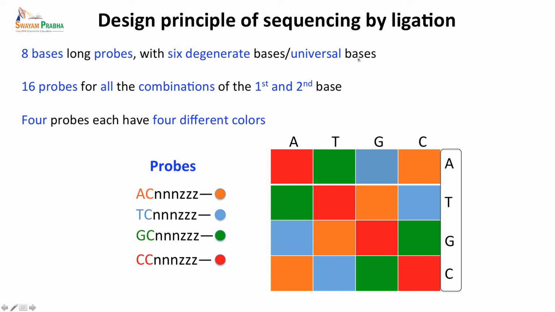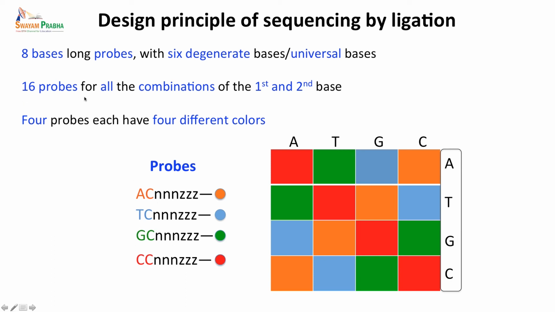Or the universal bases. Universal bases are not natural bases. These are artificial bases that can make complementary bonds with any of the 4 natural bases. So these probes are designed so that the first 2 nucleotides can be any of these 16 possible combinations. So AC, TC, GC, CC, or AG, TG, GG, CG, and so on. There are 4 natural bases, and if we take 2 at a time, then 4 times 4 is 16. It will be a 4 by 4 matrix that you can generate. So there are 16 possible combinations of 2 nucleotide sequences.